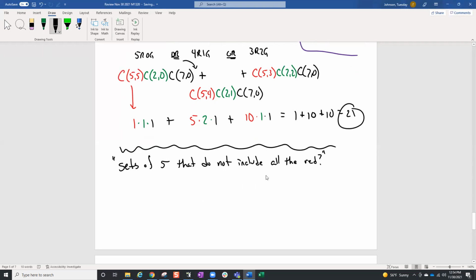Sets of 5 that do not include all the red. So it could have 4 red, 1 other, or it could have 3 red, 2 others, or it could have 2 red, 3 others, do not include all the red. Or, oh, we have 5 reds. Oh, we don't want all the red though. We don't want that one. So it could be 4 red, 1 other, 3 red, 2 others, 2 red, 3 others, 1 red, 4 others, or no reds, 5 others.